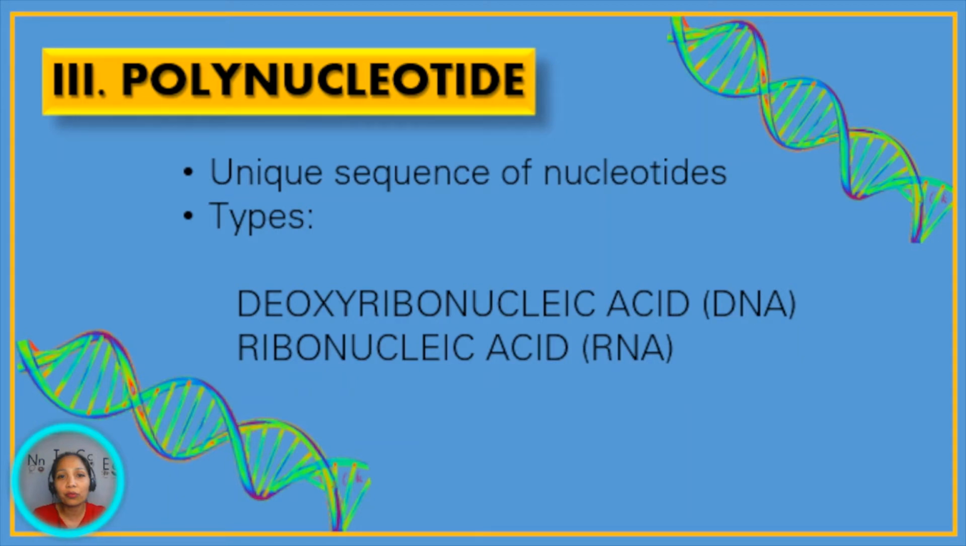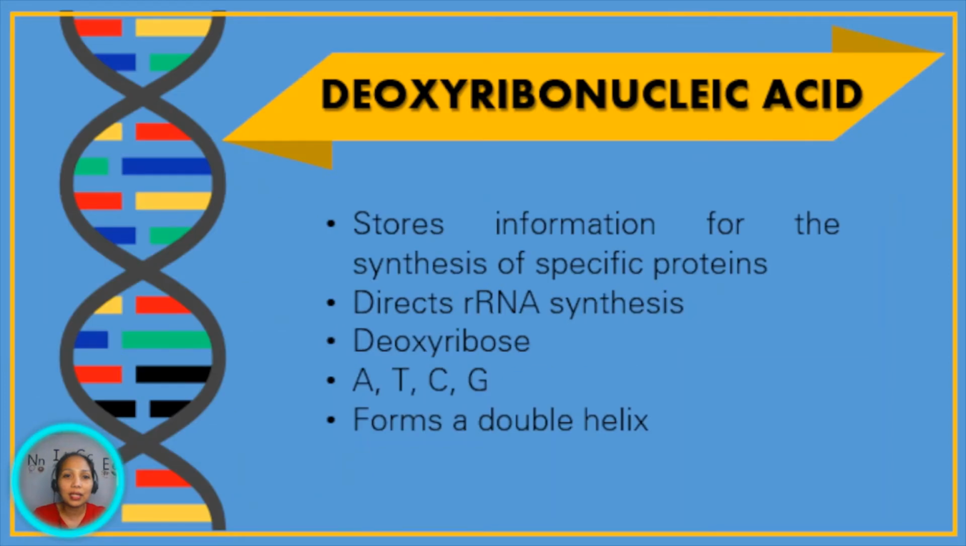DNA stands for deoxyribonucleic acid, while RNA is ribonucleic acid. A deoxyribonucleic acid is a double helix which stores information for the synthesis of specific proteins, and it also directs the rRNA or ribosomal ribonucleic acid synthesis. It contains deoxyribose as its sugar, and the nitrogenous bases in DNA are adenine, thymine, cytosine, and guanine.